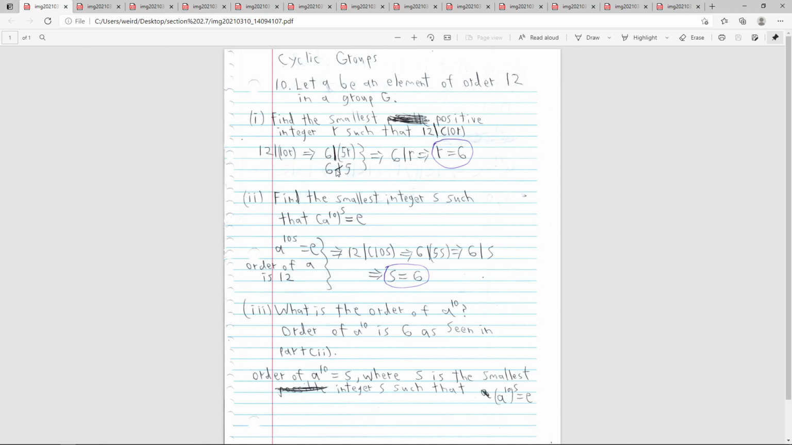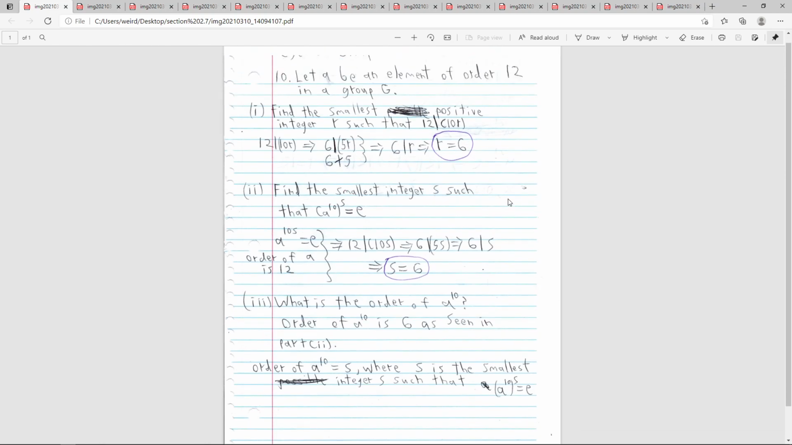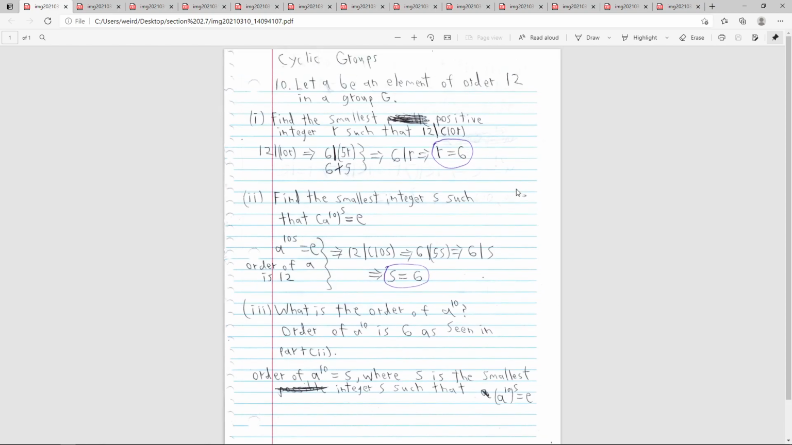6 cannot divide 5, which is logic we'll use quite a bit here. So this type of logic means that 6 divides r, so r equals 6. And a lot of these are pretty quick. Out of the 3 big things, only one of them is long.